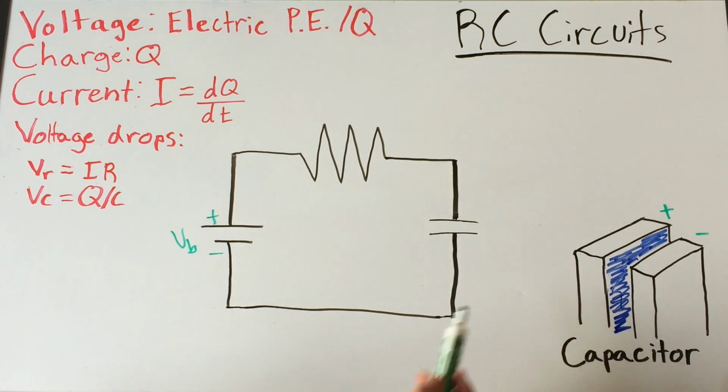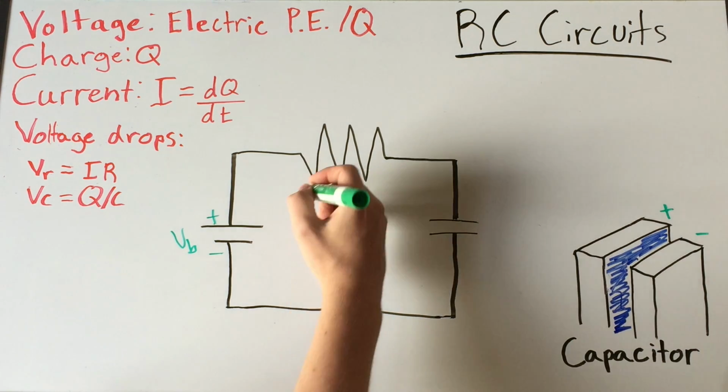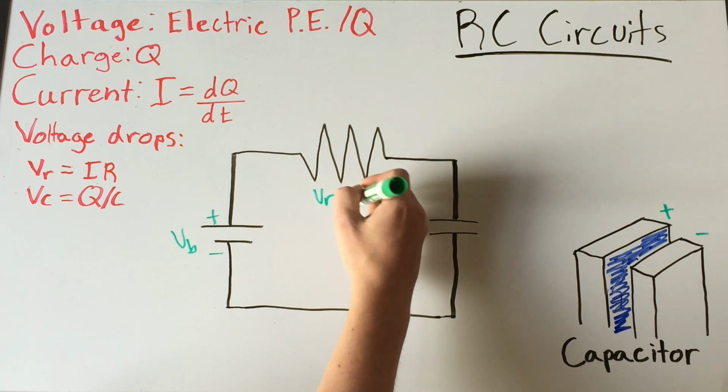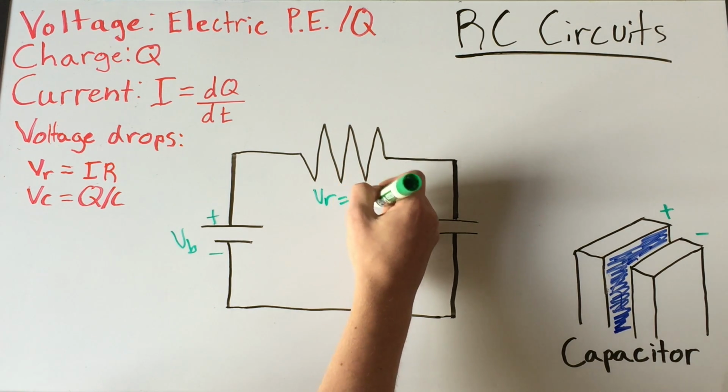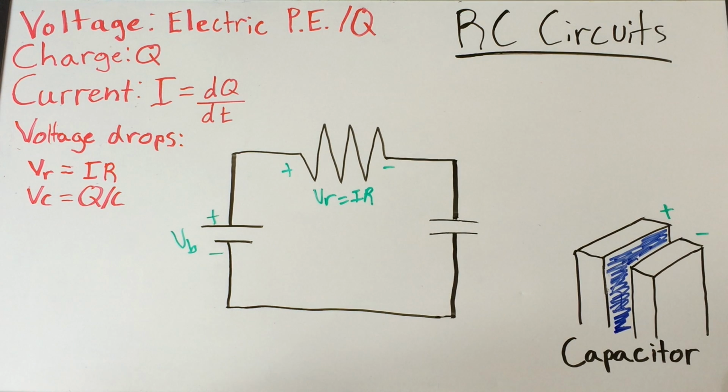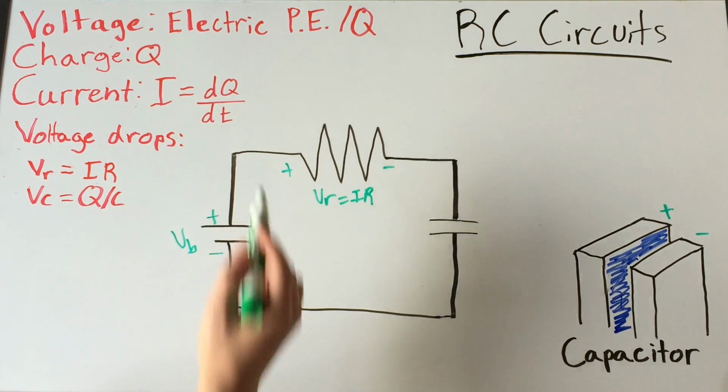resistor or a capacitor. The voltage drop across a resistor is proportional to the current, and written as V equals IR. Current is the rate of change of charge with respect to time, shown as I equals dq dt.